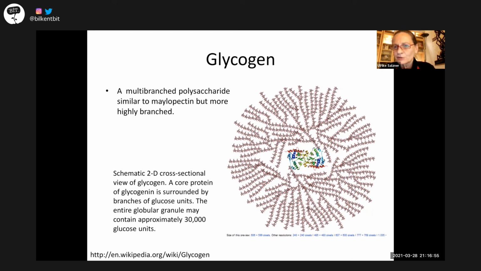If we eat more sugar than we need, then our liver produces this glycogen. And this glycogen, you can see it's about 30,000 glucose units, such a glycogen cluster. And the liver can store about 120 grams of that. So 120 grams of glycogen goes to our liver.